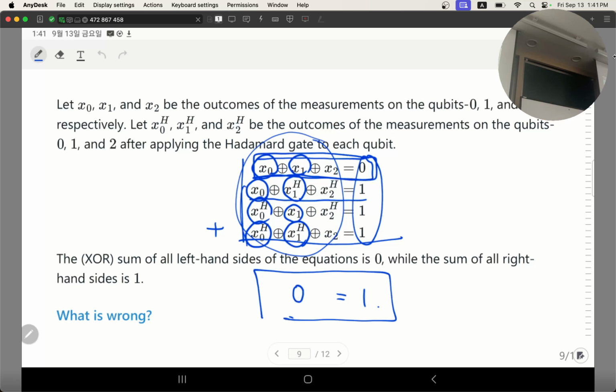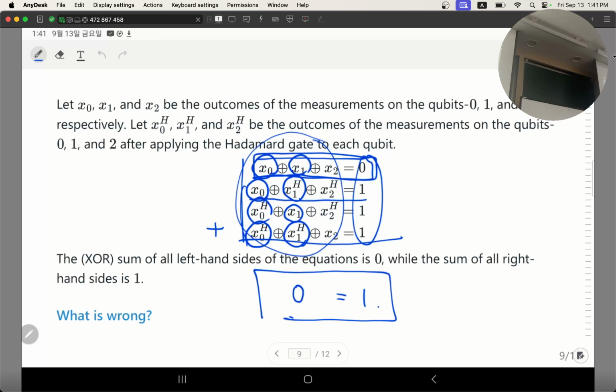They're not the same x0. The contradiction is because we assume that these x0s are the same, right? But that's a weird thing, because you see, I didn't do any... If you compare the first equation and second equation, the only difference is whether I applied Hadamard on qubit 1 and 2. I didn't do anything on qubit 0, right?